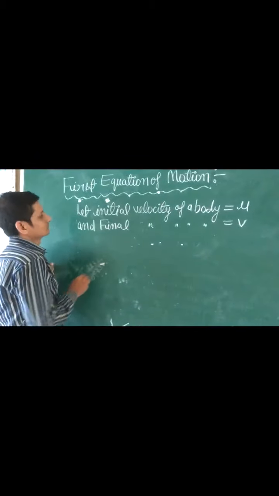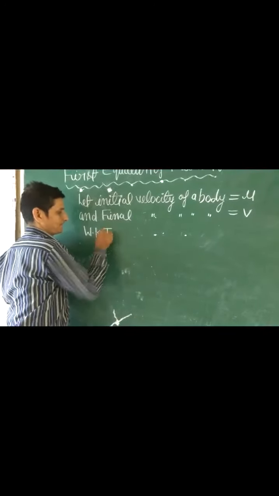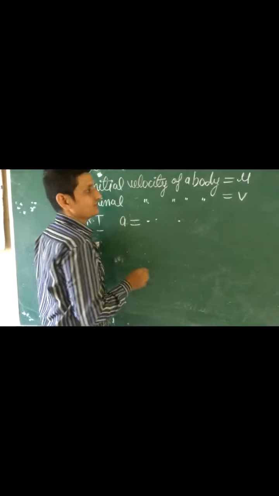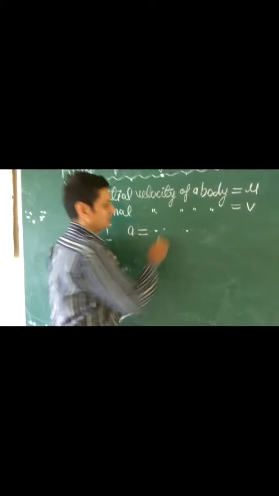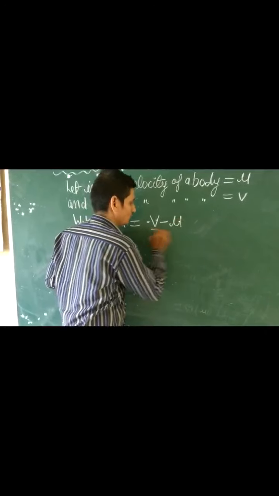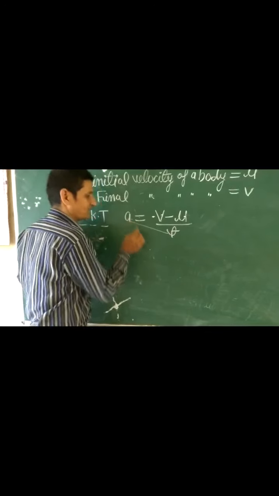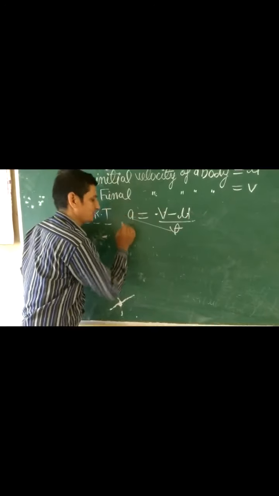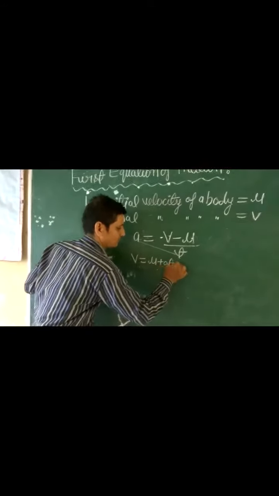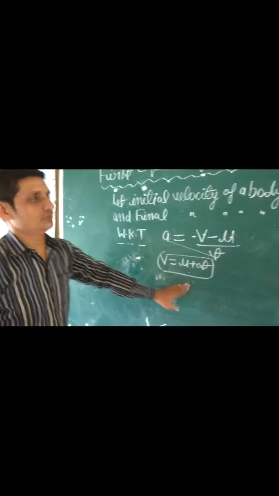Then we know that acceleration is equal to change in velocity upon time. Change in velocity is final velocity v minus initial velocity u. Now time is in division, so it becomes multiplication here. So we can write, minus u transferred becomes plus u. So we can write v is equal to u plus at. This is called the first equation of motion.